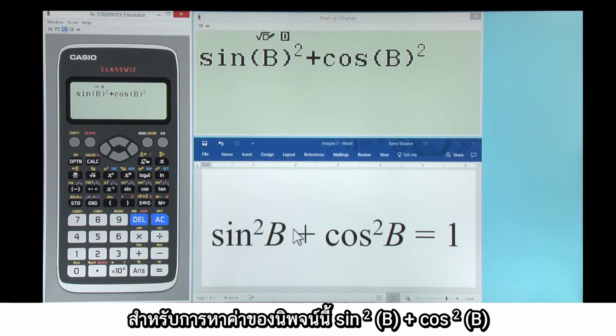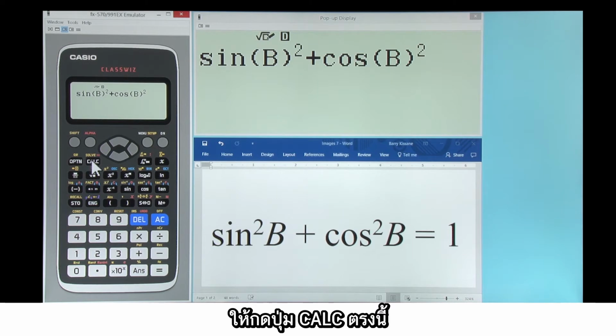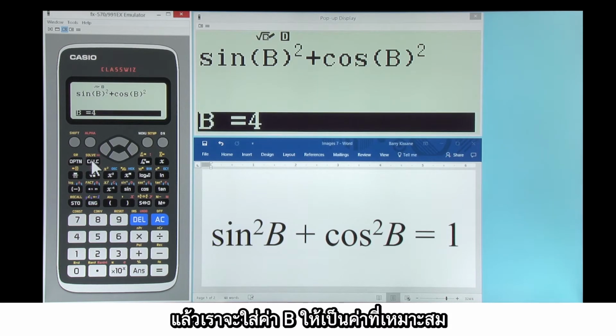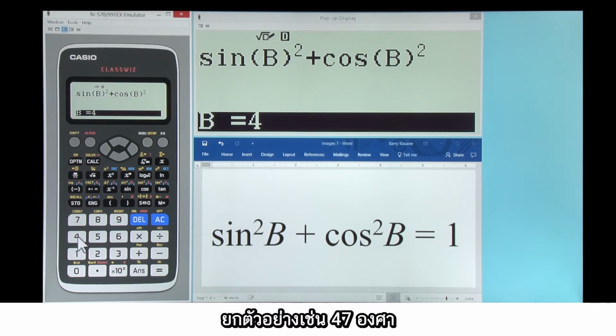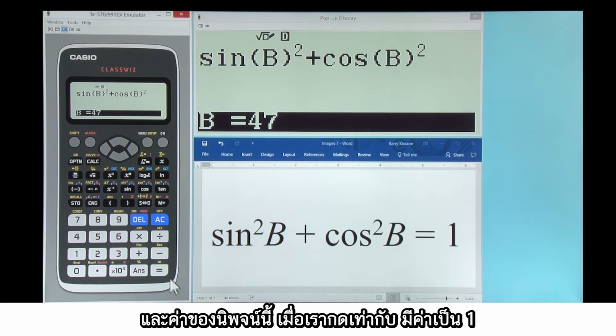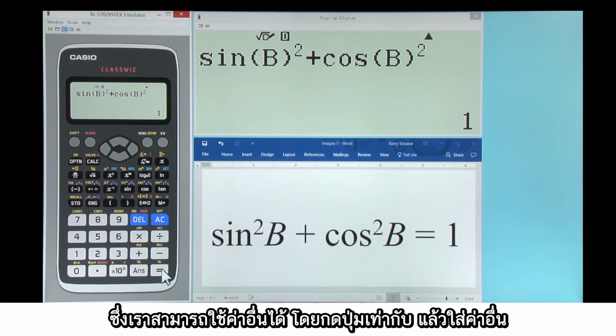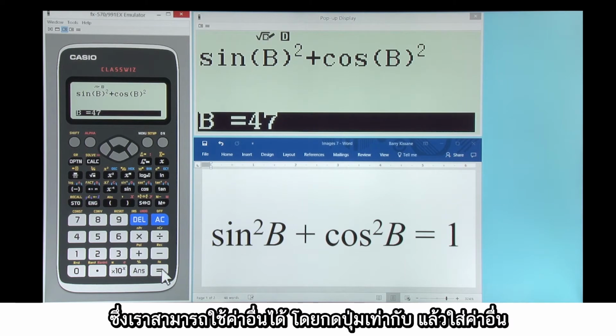Now to evaluate this expression of sine squared B add cosine squared B, the easiest way is to use the calc menu. So tap the calc command here, and we'll enter a suitable value for the variable B, for example 47 degrees, and tap equals. ClassWiz has shown us that B is 47, and the value when we tap equals is 1. We could choose a different value by tapping equals and putting a different value in.